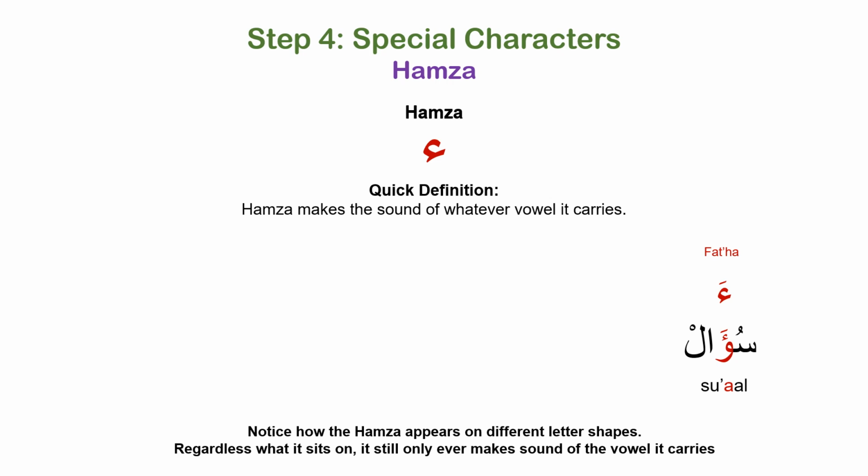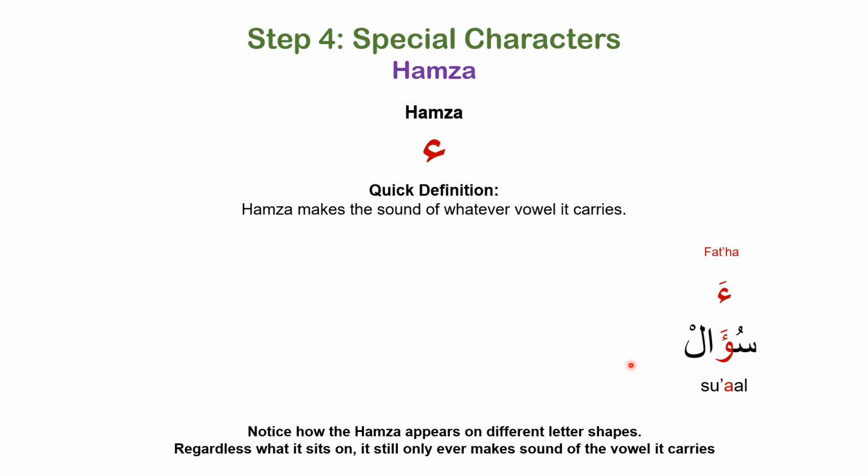Here we have an example with Hamza carrying a Fatha. Now, the Hamza is sitting on the letter Waw, or the shape of the letter Waw. Here we completely ignore the Waw. So the word is pronounced Su'al. So if you notice where the Hamza is, I will just mark it with my cursor. It's just making the sound of the Fatha, A.